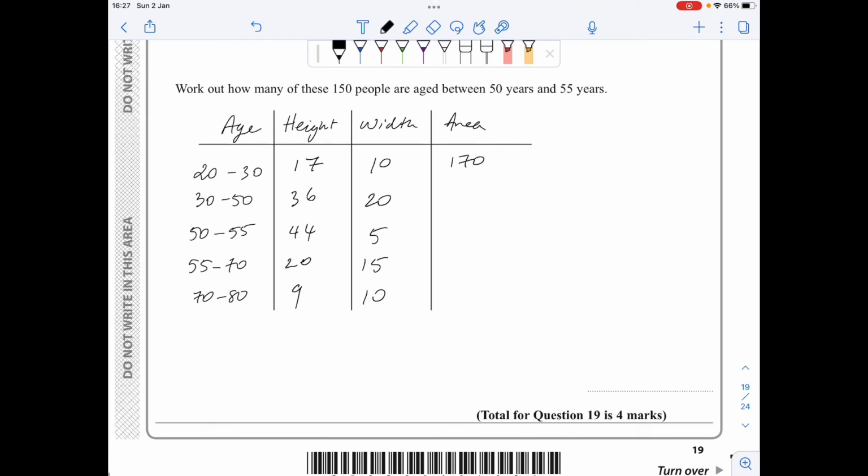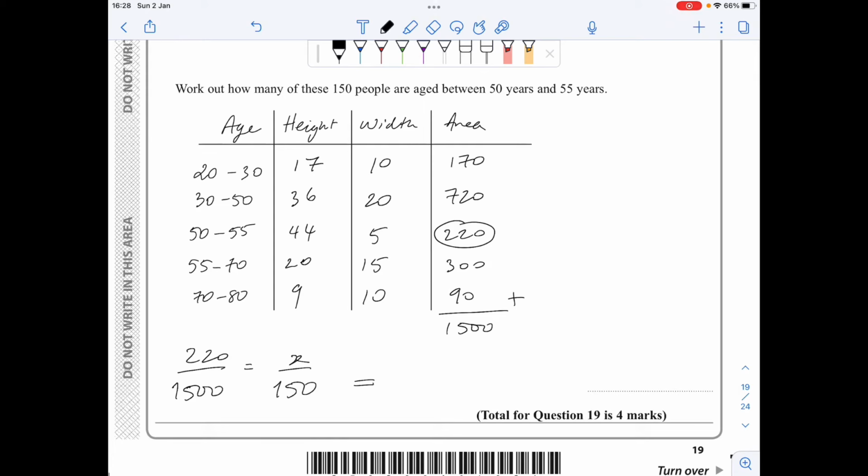I get 170, 720, 220, 390, and if I add this up, I will get 1,500. And the fraction of the area in this group is just 220 out of 1,500. So how many people out of 150? And x comes out to be 22 people.